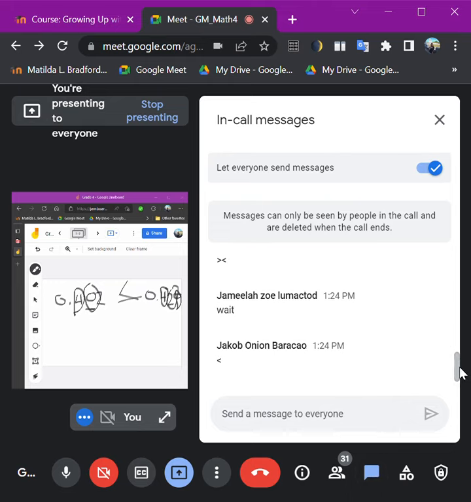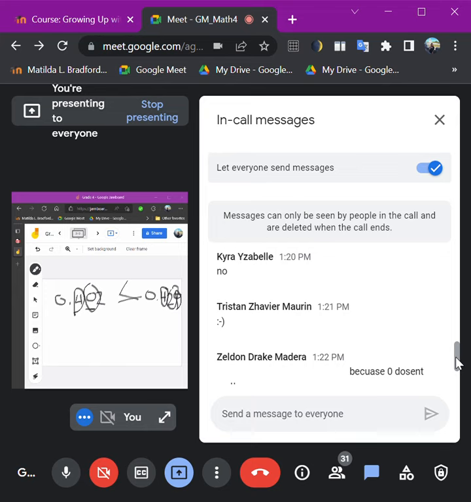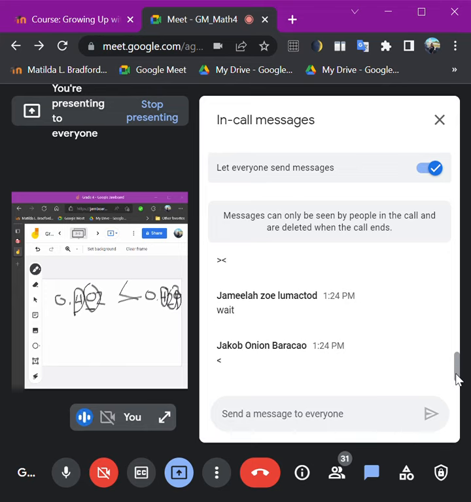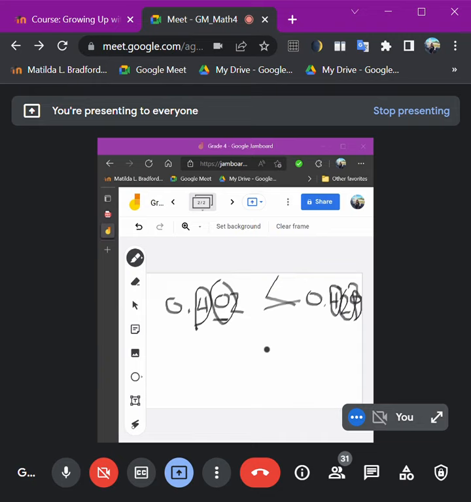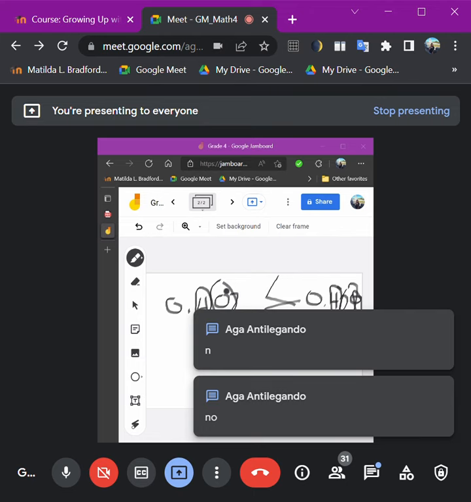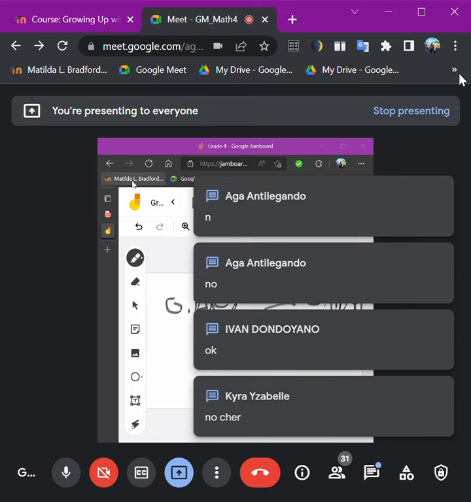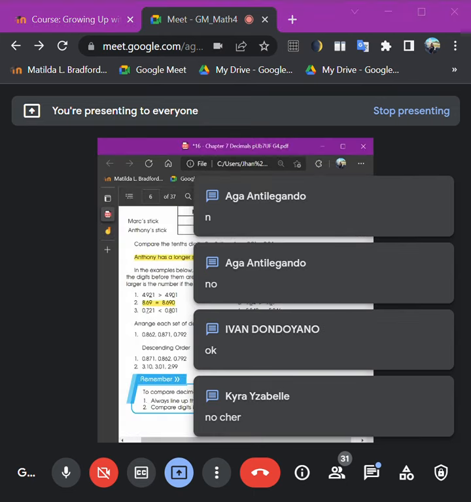Okay? So it is no longer equal, class, okay? It is not equal. Any questions about this example? Okay, none. Very good. Don't forget that we start with the tens, and then we move to the hundreds if the tens are the same. Okay? So, that's great.